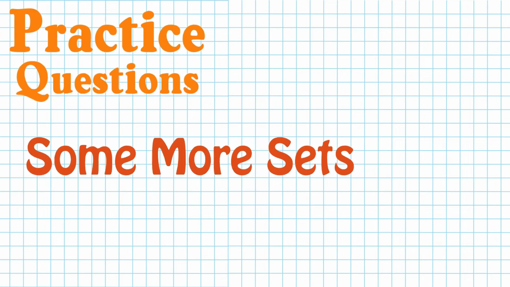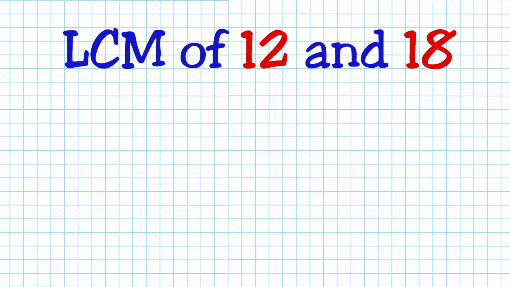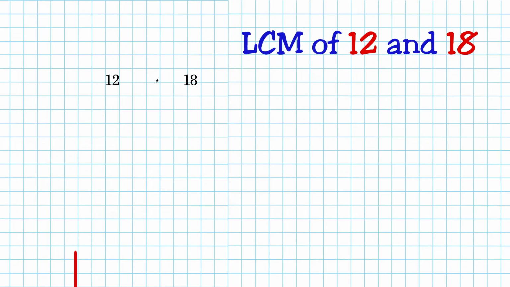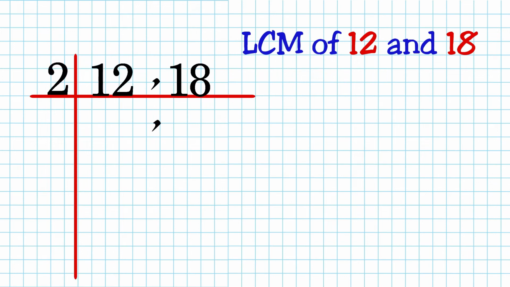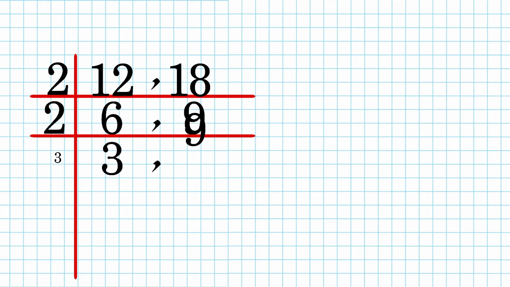Let's practice some more sets. LCM of 12 and 18. 12 and 18 both can be divided by 2. So 12 divided by 2 is equals to 6 and 18 divided by 2 is equals to 9. Now, here only 6 can be divided by 2. So, we will divide it only before we move on to the another prime number. 6 divided by 2 is equals to 3 and copy down 9.